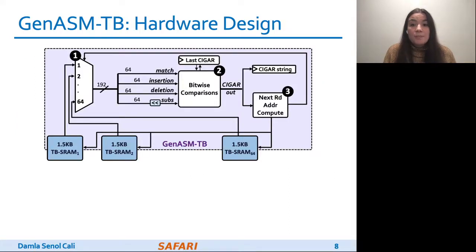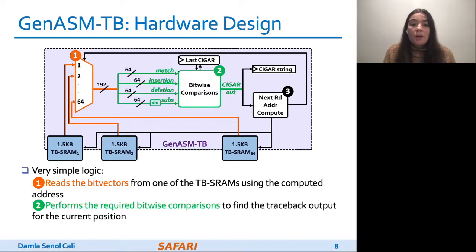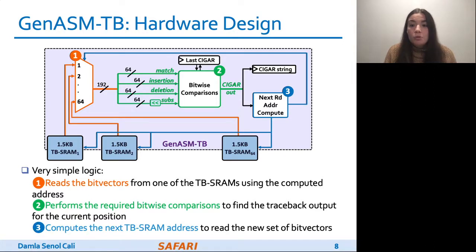We implement GenASM-TB hardware using very simple logic, which first reads the bit vectors from one of the TB-SRAMs using the computed address, then performs the required bitwise comparisons to find the traceback output for the current position, and finally computes the next TB-SRAM address to read the new set of bit vectors. After GenASM-TB finds the complete traceback output, it writes this output to main memory and completes its execution.